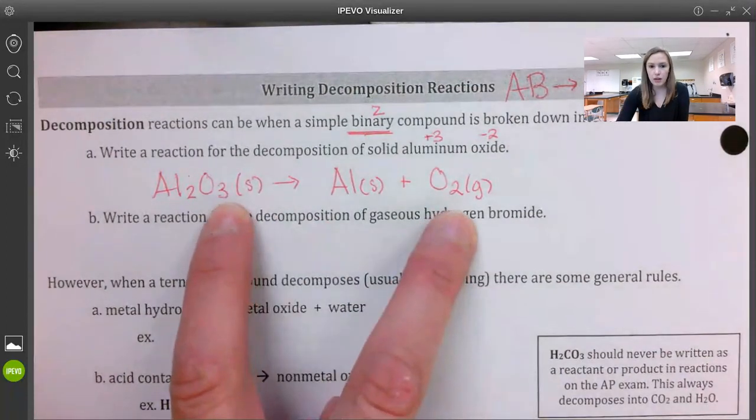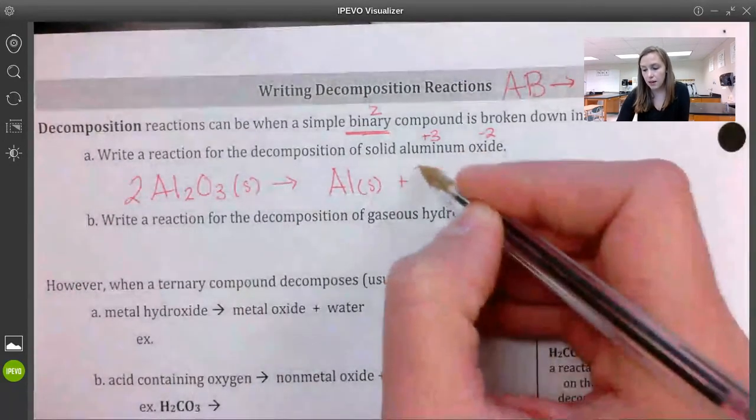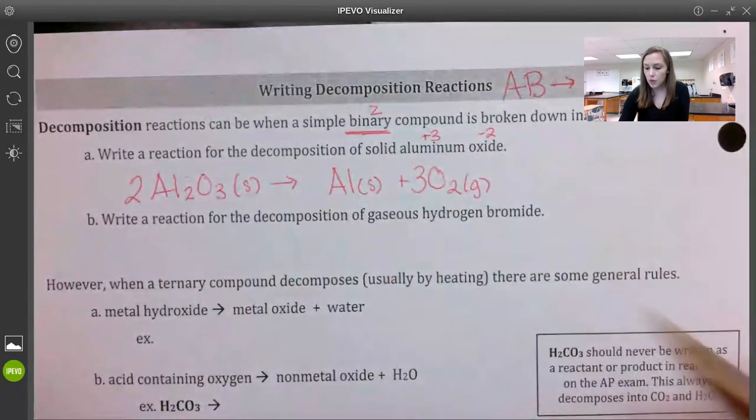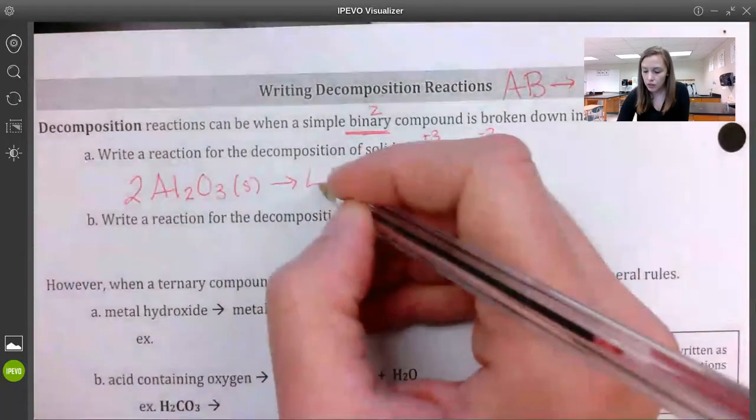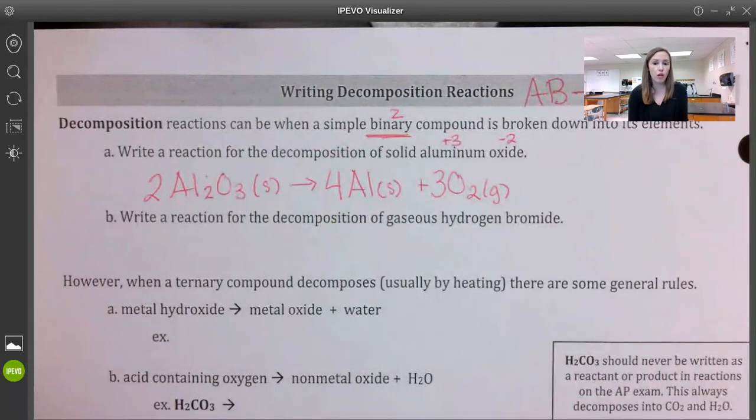I would personally work with oxygen. I'm going to get them each to 6, which means I put a 2 in front of aluminum oxide and a 3 in front of O2. And then I just need to balance out my aluminums, which makes that a 4. Let me just remind you, make sure all your coefficients, you can't reduce all of them by the same number. That will show you that you have the smallest whole number coefficients there.